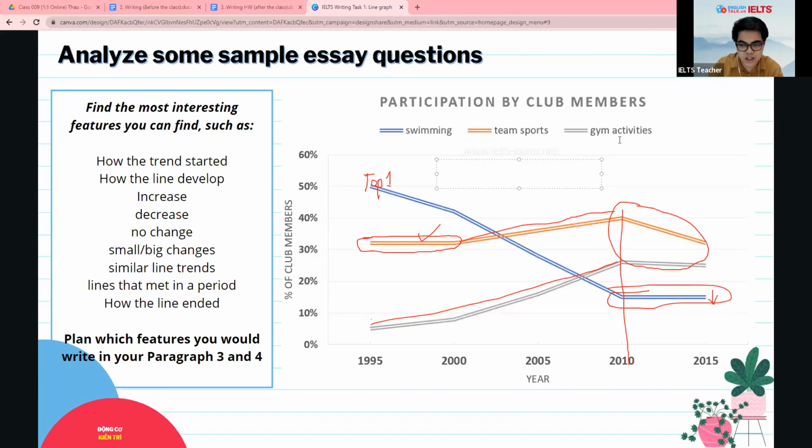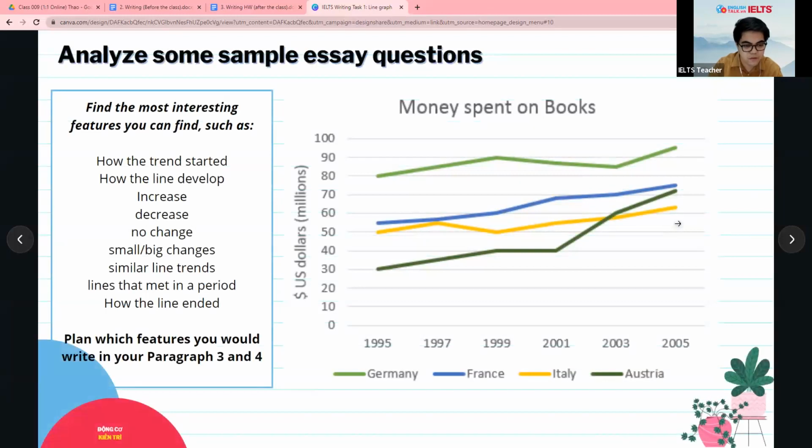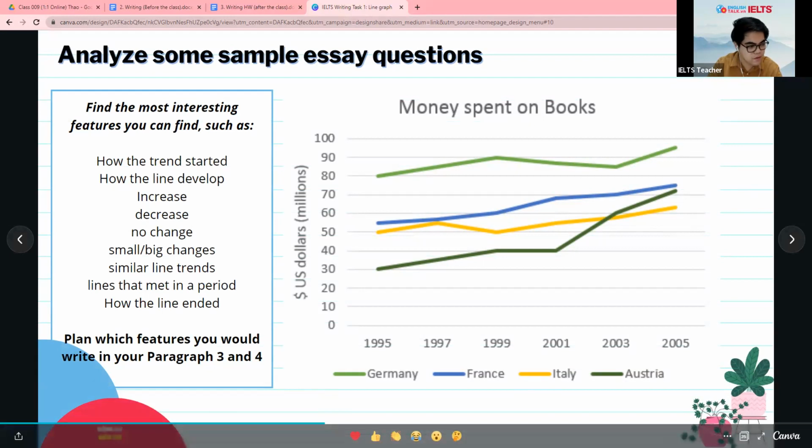Okay, gym activities, you can say people attending fitness activities. Gym and fitness the same, so you can also find that synonym there. Okay, let me just erase this and move to the next one. I think we're going to be fast. But that's good because we will have a lot of chance to analyze more. Okay, next one. Go, go, go.